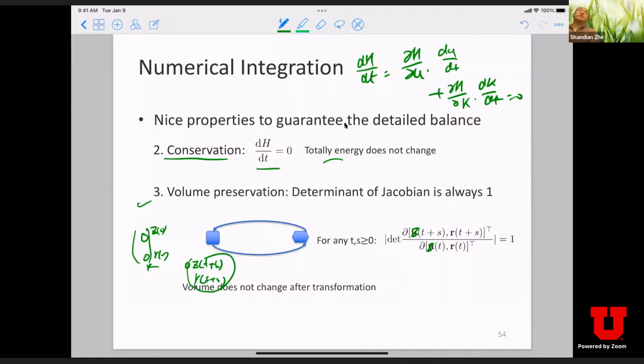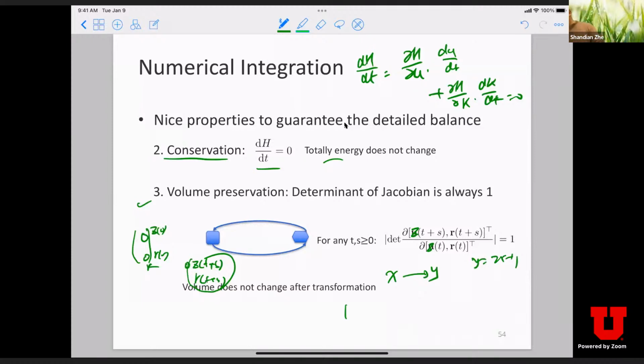And why is this useful? Remember when we talked about the random variable transformation? If you have a random variable x, you transform it to a random variable y, say y might be 2x plus 1. You want to know what is the change of the probability distribution over y. There is some formula we discussed before.